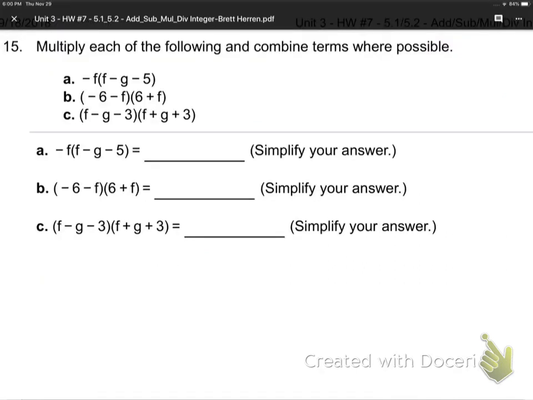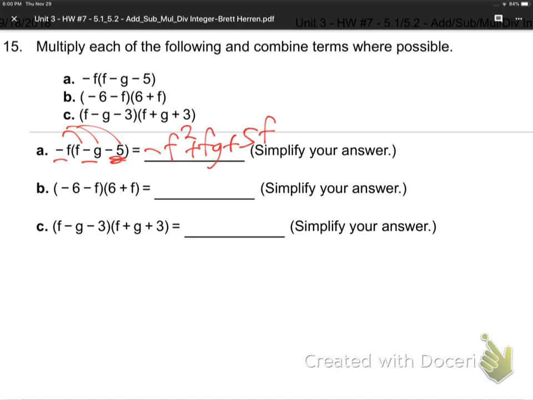Okay, so a little bit of algebra here. Distribute. In fact, let me just do them down here. Distribute, distribute, distribute. That'd be negative f squared, positive fg, because negative times negative. And then negative times negative 5 is positive 5f. All right, let's do the next one.